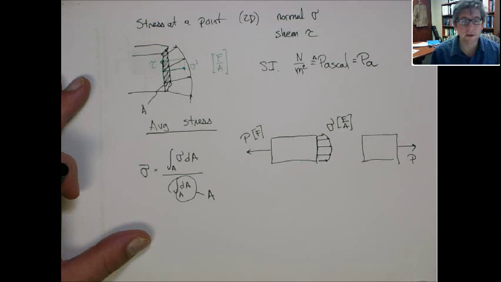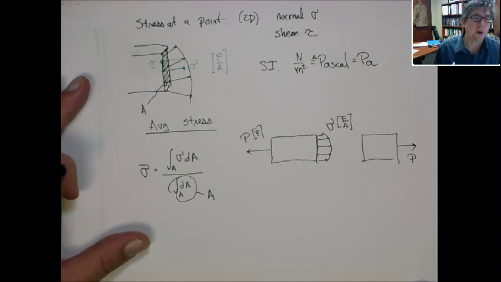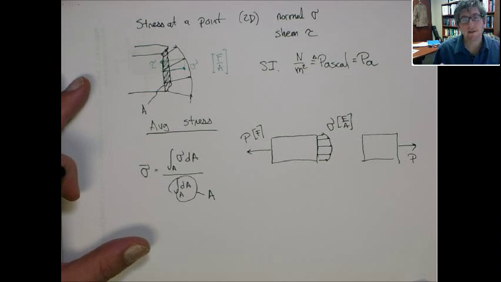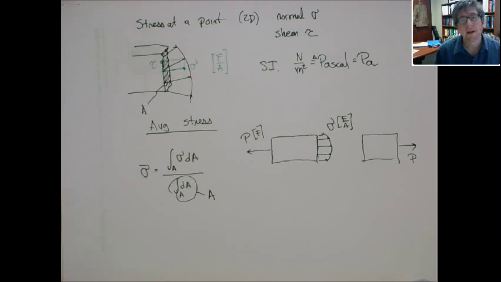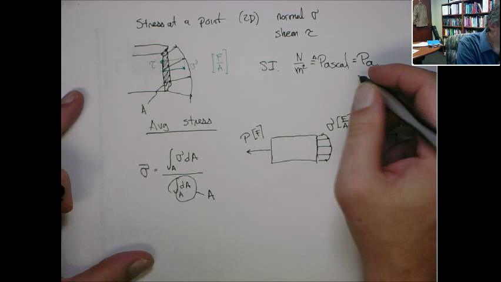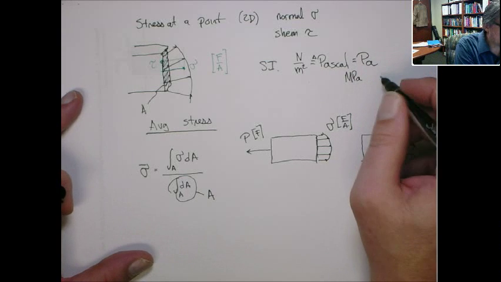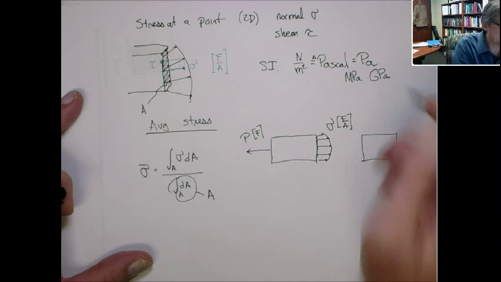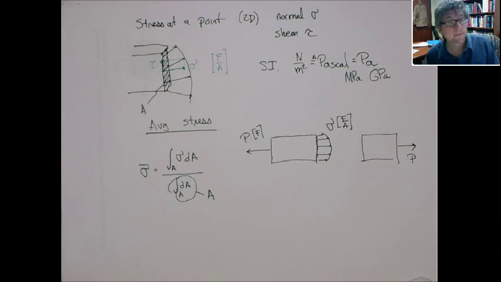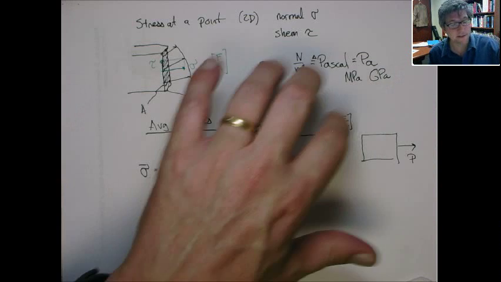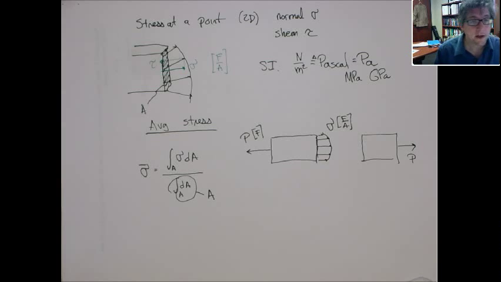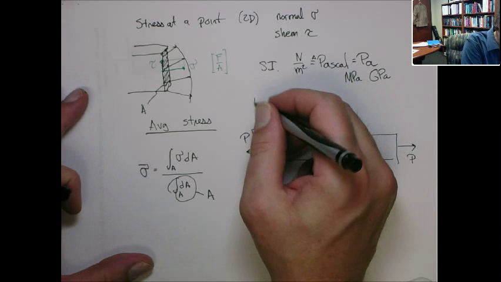Now, a Pascal is really small, so a lot of times we're not talking about Pascals. A Newton, you think about it, is about the weight of an apple, and a meter squared is like the size of a table. The stress level of an apple distributed over the entire table is very small. Usually, when we're talking about actual loads, we're talking about megapascals and sometimes even gigapascals. We're talking about the strengths of certain materials. Those are more typical units. Mega is 10 to the 6, giga 10 to the 9.